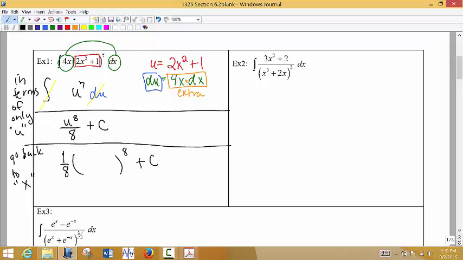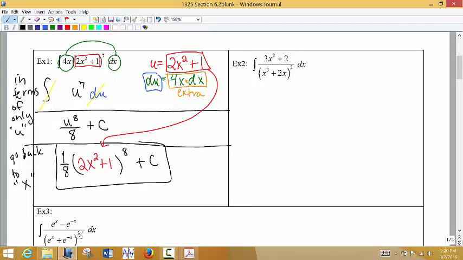Now when we divide by 8, I'm going to write that as 1/8 times. I think it looks a little bit nicer. So I'm going to represent what u is equal to with the original expression 2x squared plus 1. This right here is our final answer.